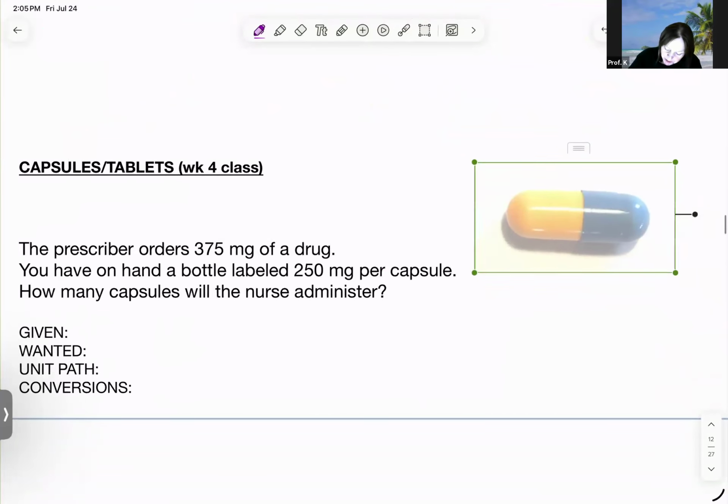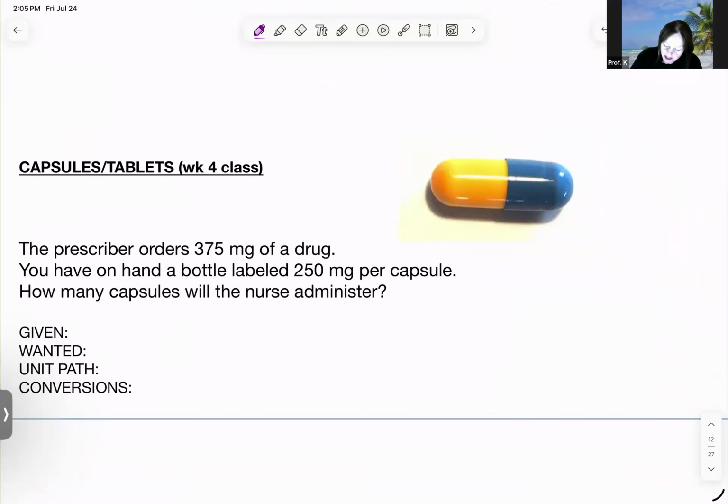So this is what a capsule looks like. Can anybody tell me what's important to know about a capsule when you're solving for your answer? It can't be split. I can't split a capsule. So that means the final answer has to be a whole number. Okay? I can't have a capsule and my final answer be 1.25. There's no way to do that. So our rounding rules are capsules are whole number.